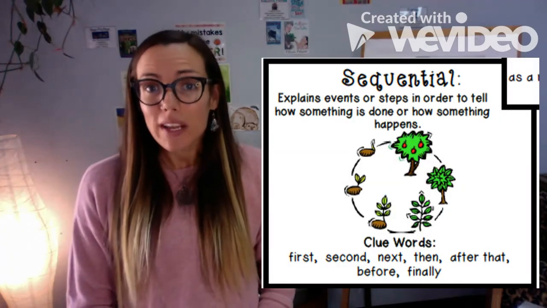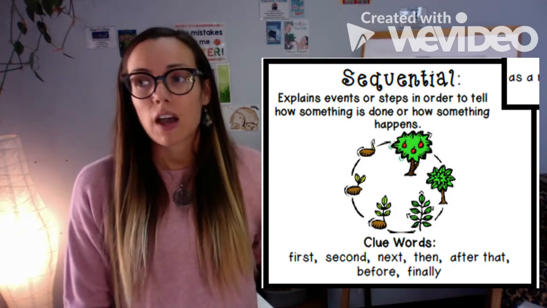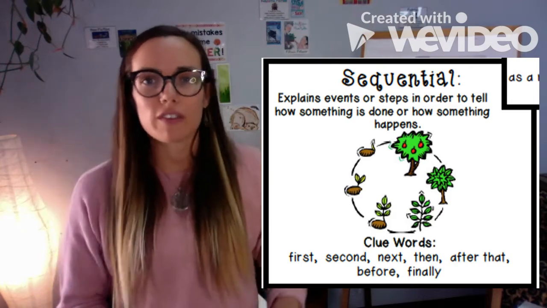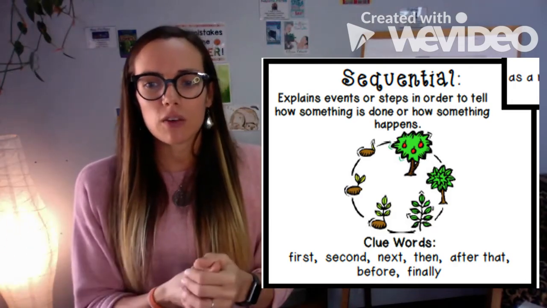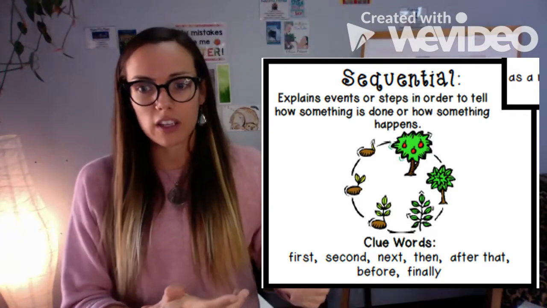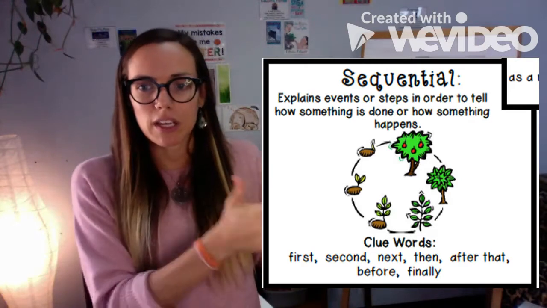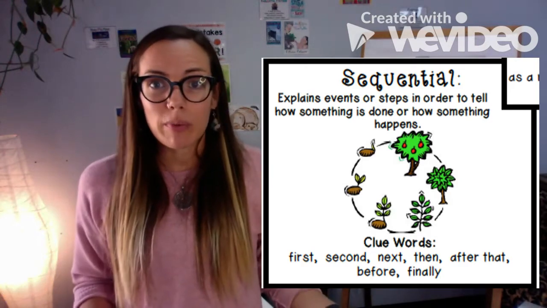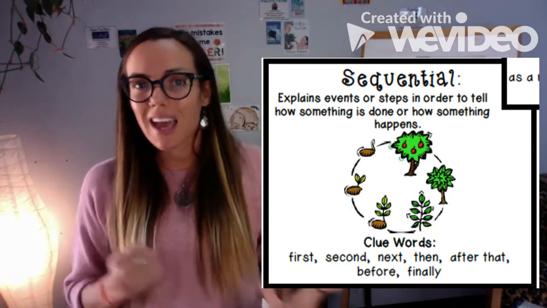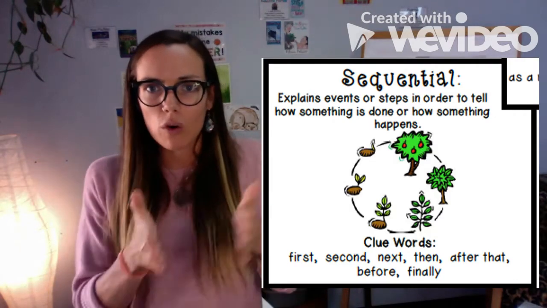The 4th type of informational text structure is sequential. In the sequential text structure, we're noticing things that happen in an order of events, right? So we might see words like first, second, next, then, after that, before, finally. So it's kind of like things that happen in order. If you've ever read a book about an animal, it usually has a life cycle section, and so that is sequential, right? It's talking about the order of the life cycle.